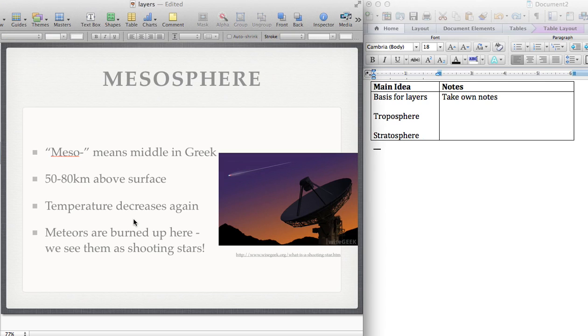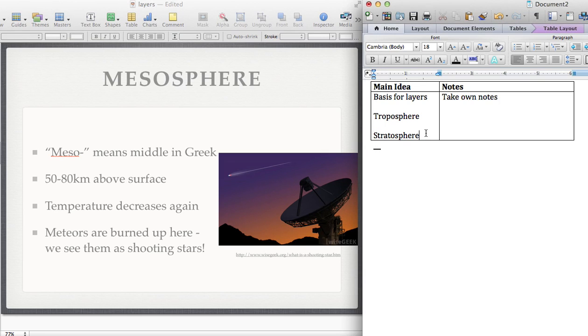As you go farther up, we get to the mesosphere. Meso means middle in Greek. So this is one of the middle layers of the atmosphere, 50 to 80 kilometers above the surface. The air is getting super, super thin. Air pressure is really low here. Temperature is going down again.